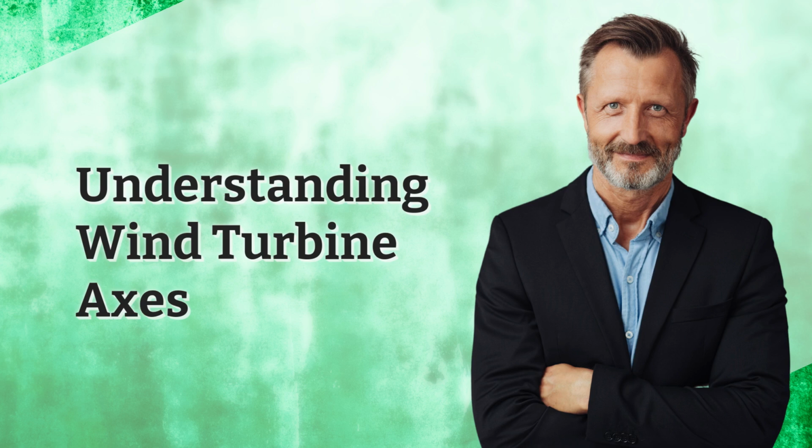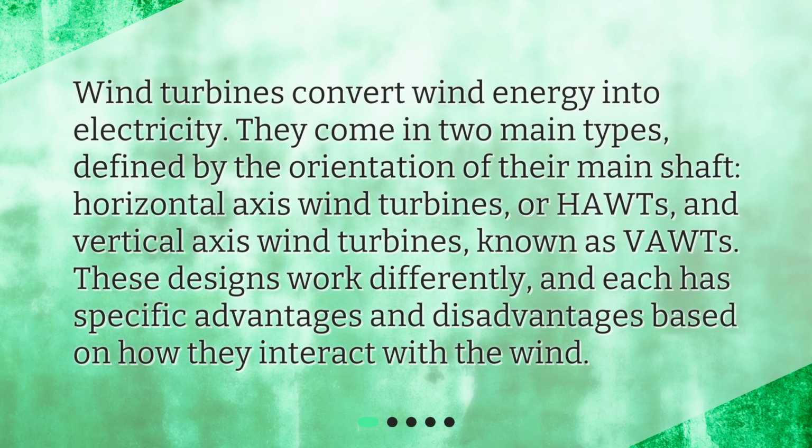Understanding wind turbine axes. Wind turbines convert wind energy into electricity. They come in two main types, defined by the orientation of their main shaft: horizontal axis wind turbines, or HAWTs, and vertical axis wind turbines, known as VAWTs. These designs work differently, and each has specific advantages and disadvantages based on how they interact with the wind.